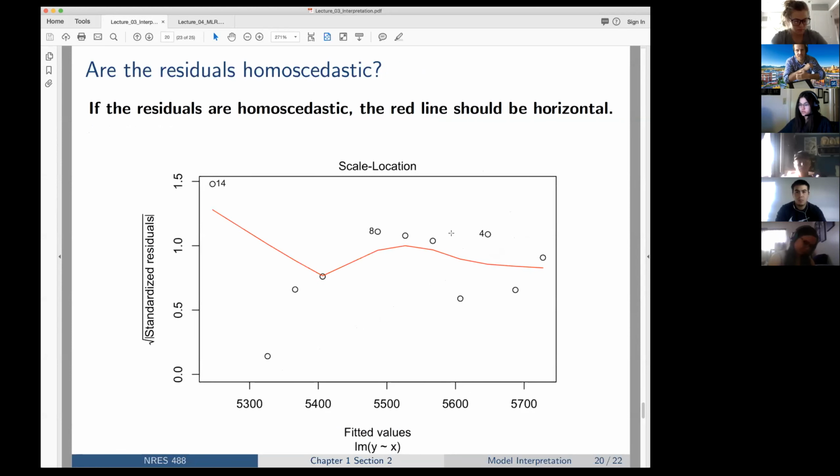Are the residuals homoscedastic? Do they have that even spread around our trend line for the entire range of the data? So what we're looking for here is a plot that has a straight red line here. This is pretty good. This isn't too bad. This point 14 brings this line up a little bit, but I wouldn't be worried about this line here.